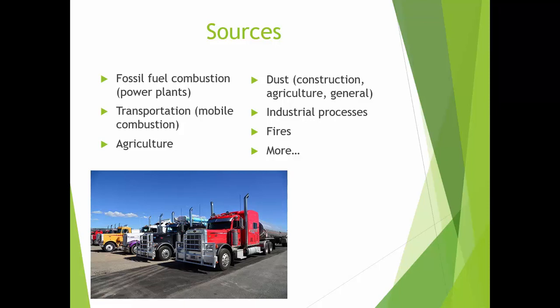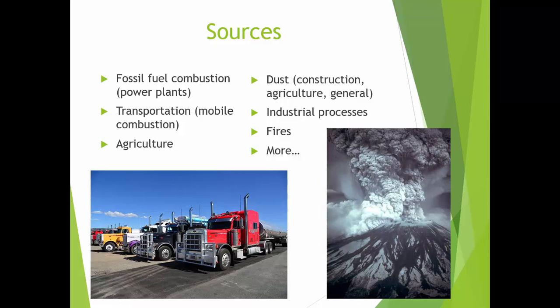Industrial processes, so this is like manufacturing plants, they produce different types, mostly NOx and VOCs. And then fires, so forest fires are a big source of particulate matter, but they also give off other pollutants. And of course there's many more sources, but these are the primary ones that we are concerned about and that we are trying to regulate and or control in some way.